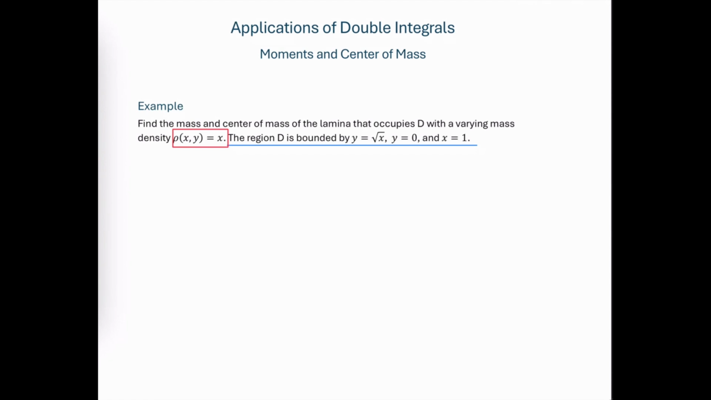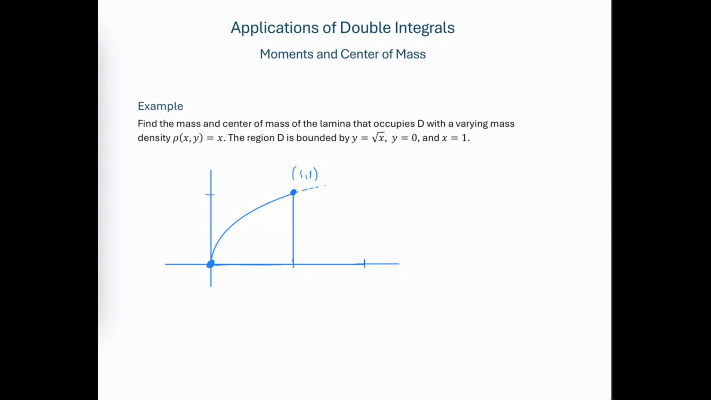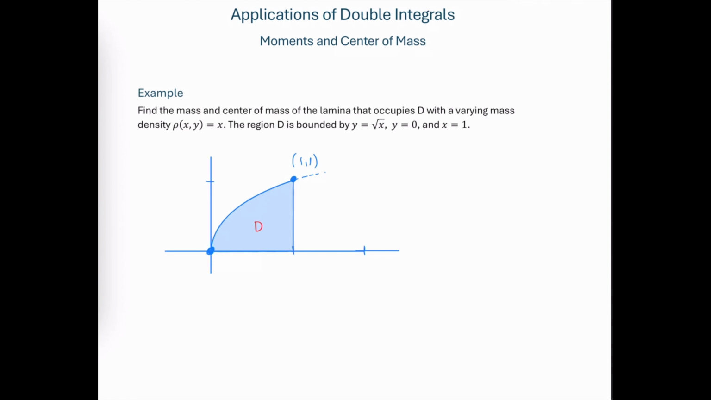So let's begin by graphing this domain region, which is y is equal to square root x, x is equal to 1, and y is equal to 0, which is the x-axis. So this is our region D here. And this varying density function tells us that as the x values get bigger, the density is increasing. So it is more dense in this region than it is over here.